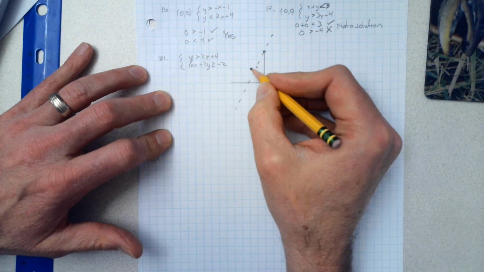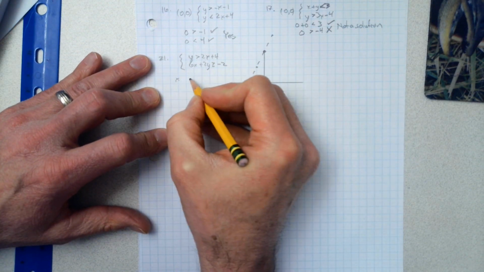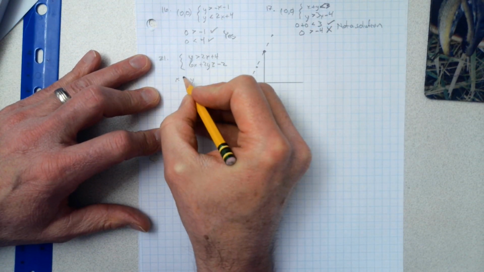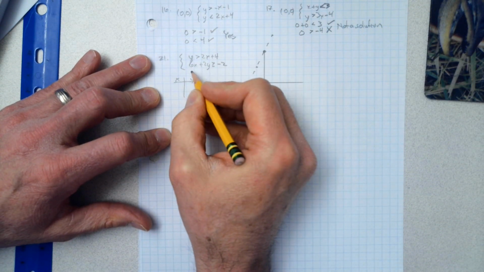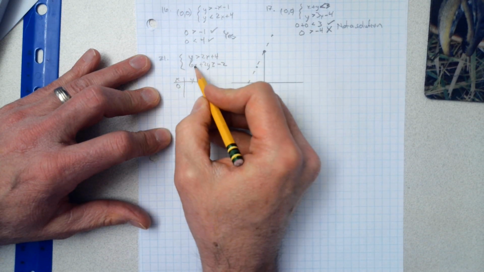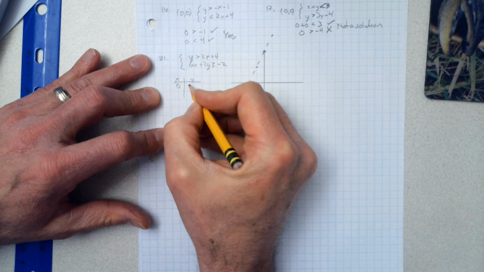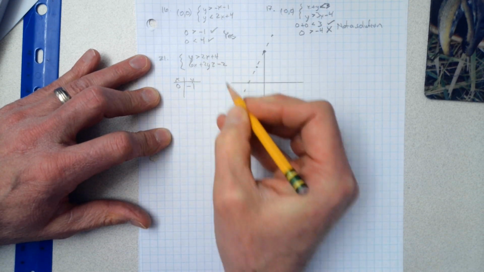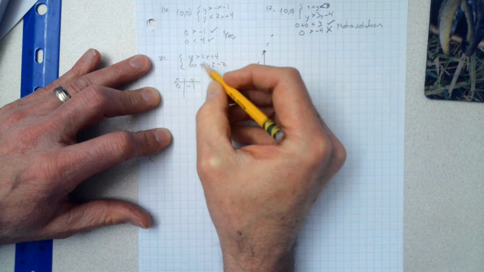The other one, 6x plus 2y is greater than or equal to negative 2. I'm going to make a table for that one. I'll pick x values. I'll pick an x of 0. When x is 0, I get 2y equals negative 2, so y would be negative 1. So (0, negative 1) is on that one.